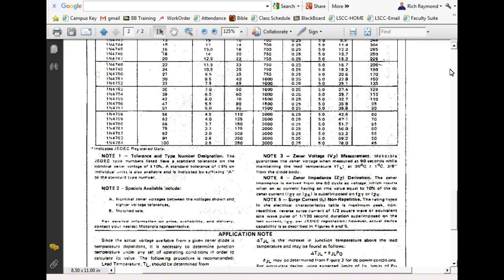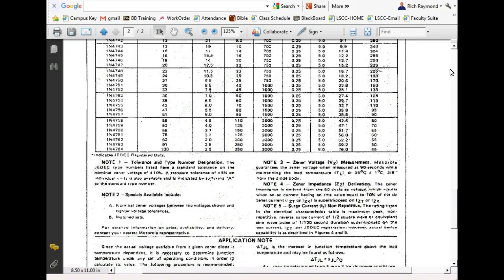This says these guys are JEDEC registered, Joint Electron Device Engineering Council. See note 1. Tolerances and type numbers. These JEDEC type numbers listed above are standard. So if I buy a 1N4763, it's rated at 91 volts, which would give us a tolerance of plus or minus 10%. Now, if it's a 1N4763A, then it has a tolerance of what?